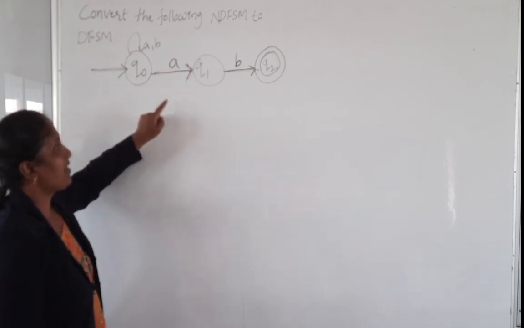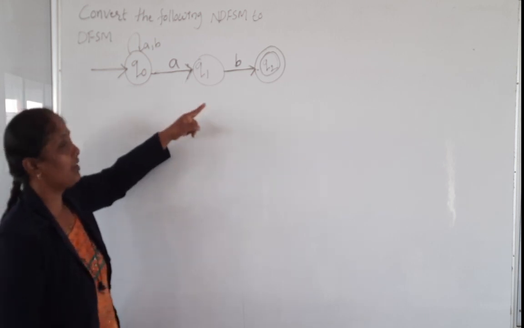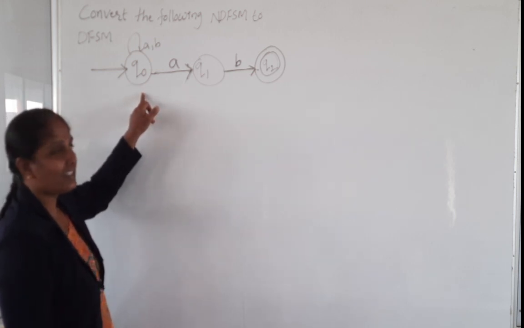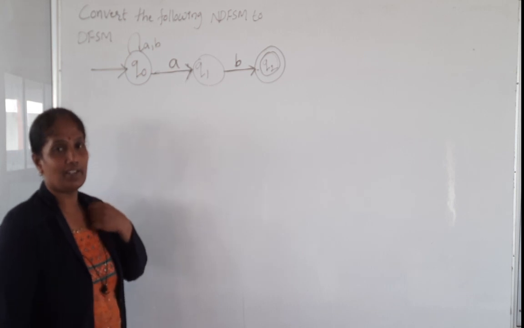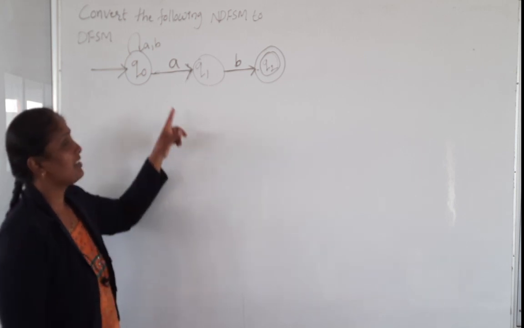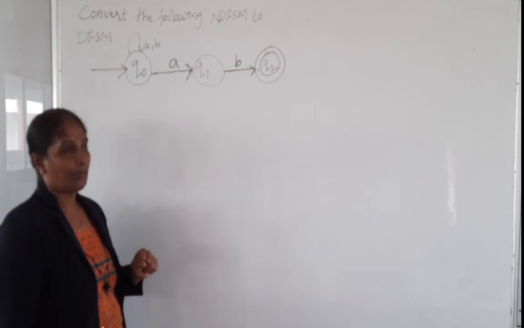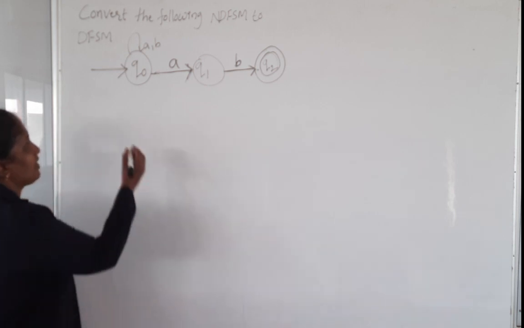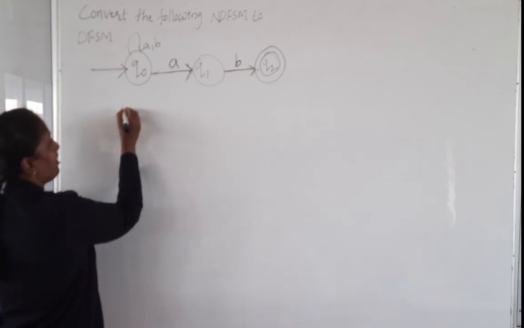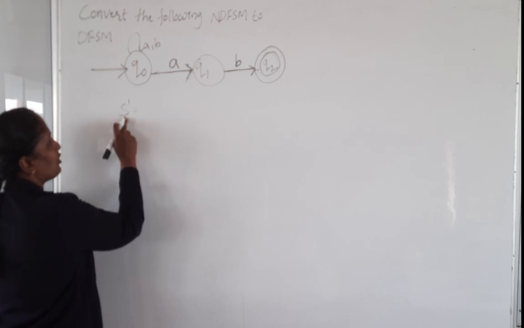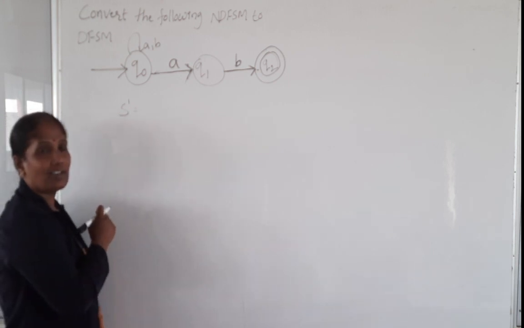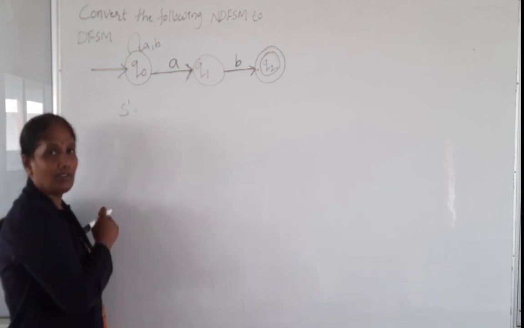The NDFSM has 3 states, Q0, Q1, Q2, where Q0 is the start state and Q2 is the final state. So we are going to convert this NDFSM to a DFSM. What is the first step? The first step is we should find the S dash value. S dash is nothing but the start state for my DFSM.